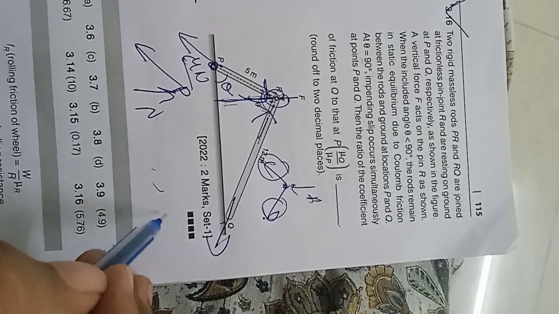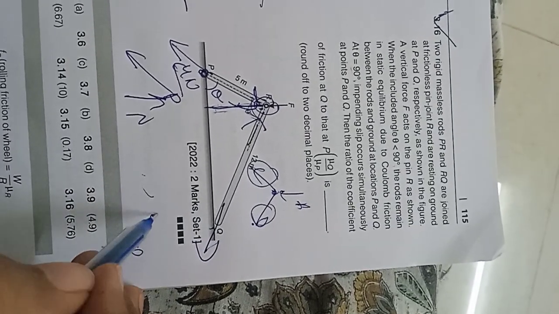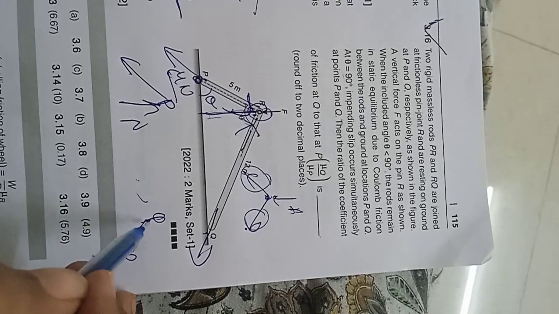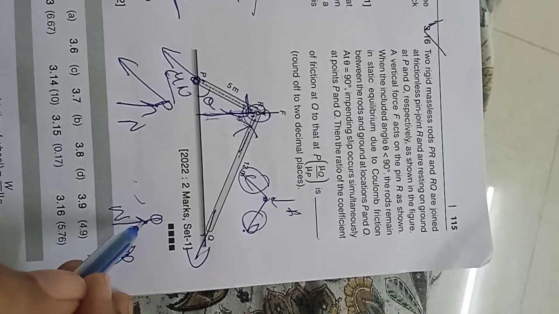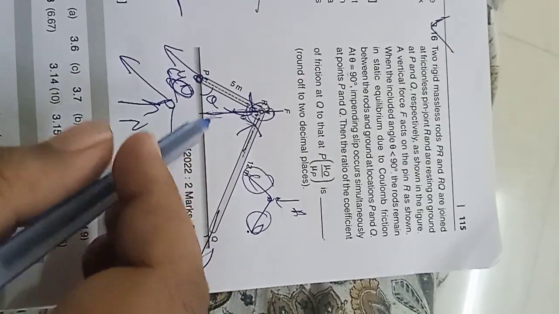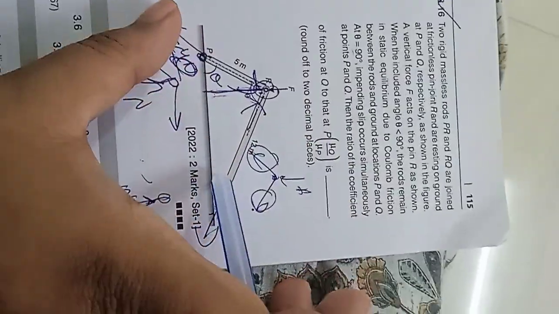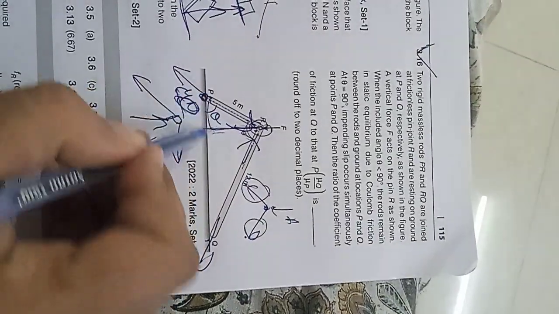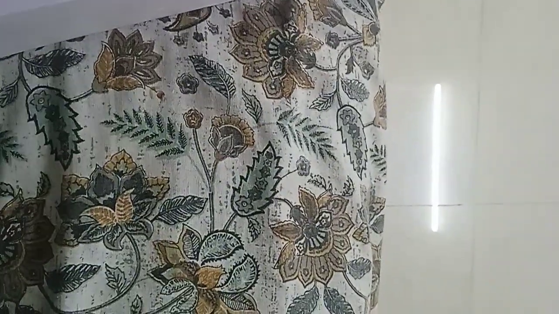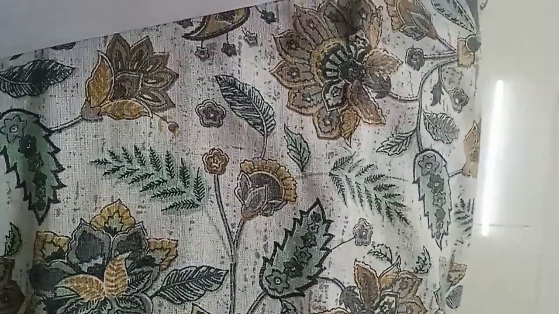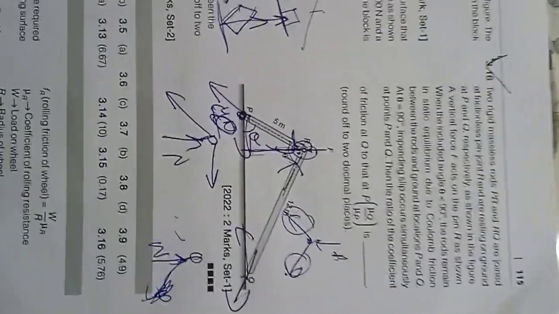And here similarly, joint Q is here. There is one compressive force here, there is one normal, and there is friction. Okay, sorry. Friction will be here because it will try to move here. So friction will be here, and here friction will be here. You can see the friction will be here. So I have solved the question correctly.